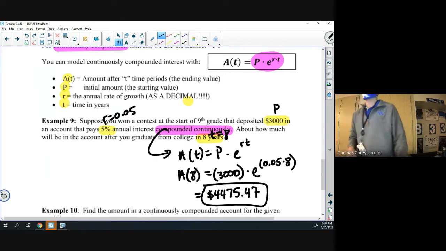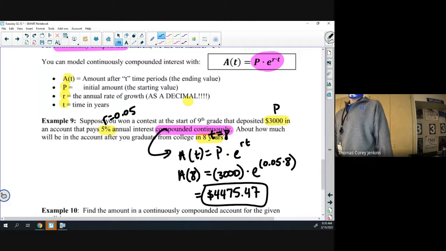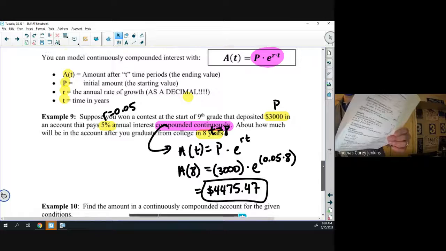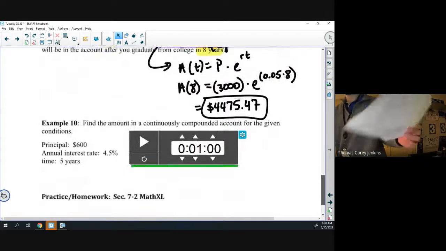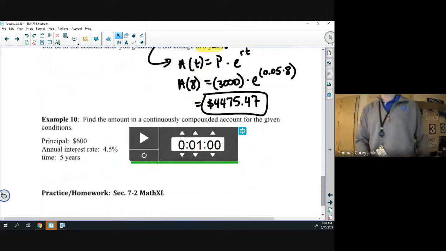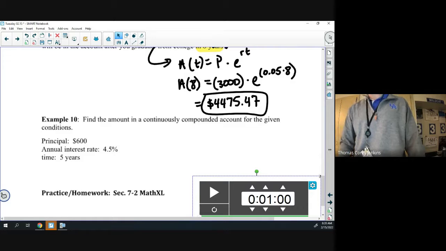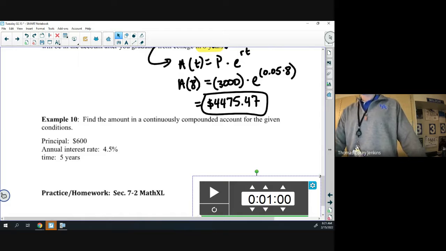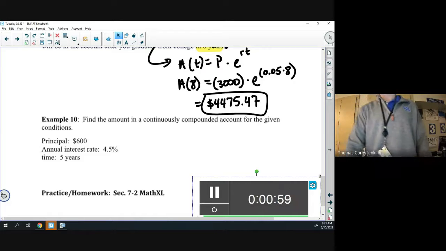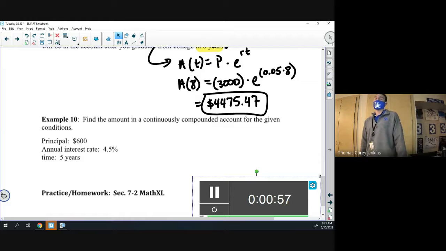And I always kind of think, is this feasible? Is it feasible that I would get about $1,500 in interest over 8 years? And that is in the feasible range. Because it's possible you type something in wrong on these. All right, anyways, try the next one. This one's more straightforward, so just practicing using that same formula, where the principal on the next one is 600, interest rate's 4.5%, times 5 years.